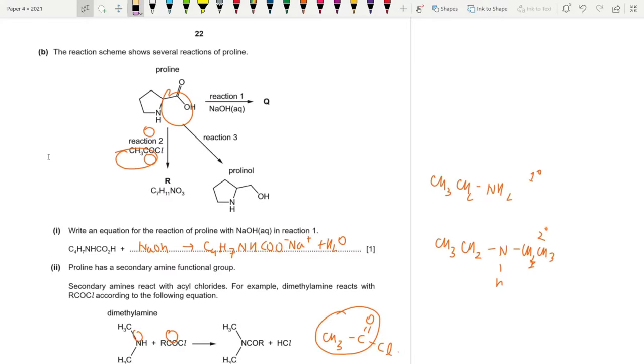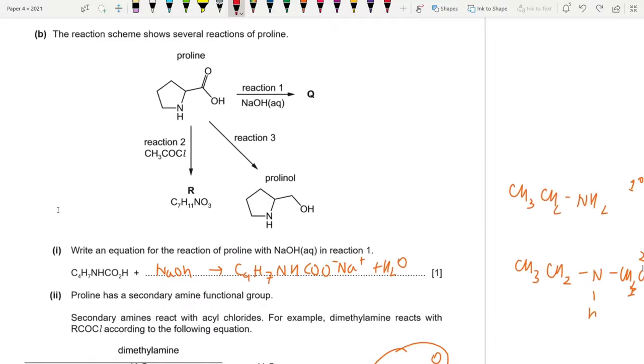Part B. For part B, the reaction scheme shows several reactions of proline. Proline reacts with an acyl chloride to form an amide. It reacts with the NaOH to form a salt, basically at the carboxylic acid section. And we also have a reaction 3 where the carboxylic acid actually turns to an alcohol group. So what is that basically? That's a reduction reaction.